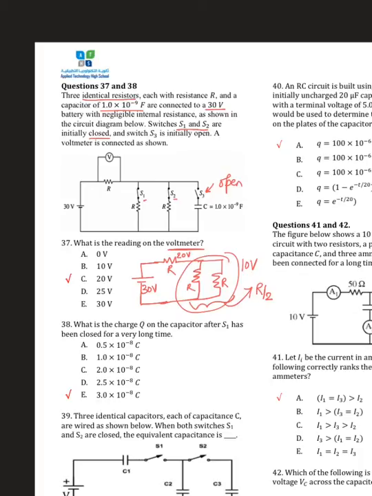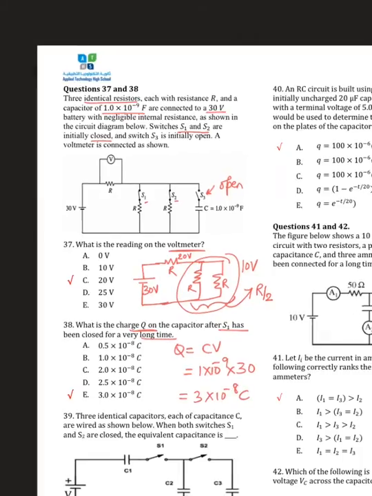The next one is, what is the charge on the capacitor when S1 has been closed for a very long time? Very long time means its potential has to be the same as the potential of the battery. So Q is equal to CV. C is 1 into 10 to the negative 9, into V which is 30. So we have got 3 into 10 to the power of negative 8 coulomb.